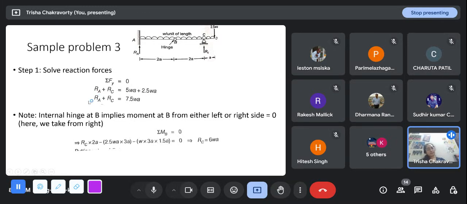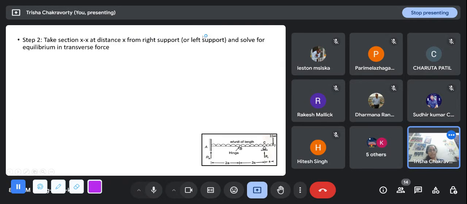1.5 WA. Since both are positive, it implies that I had assumed it to be in the upward direction, and since the results are positive, it means that I assumed the correct direction. So RA, here there is a 1.5 WA upward, here there is a 6 WA in the upward direction.